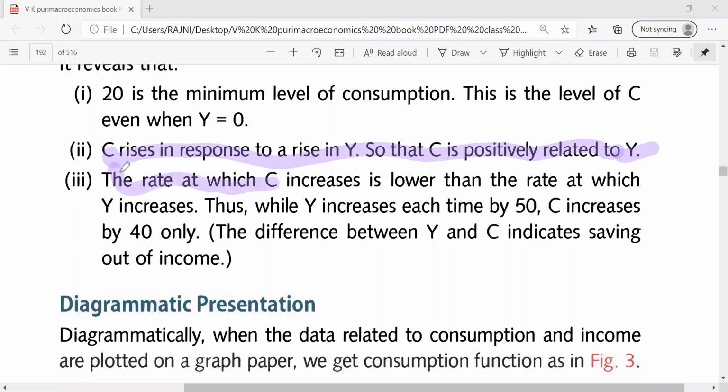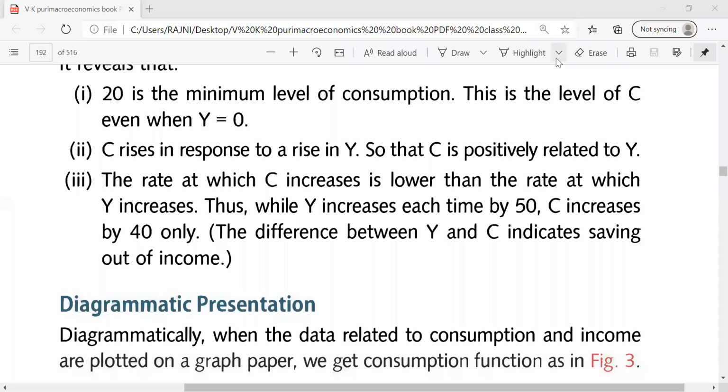And the rate at which our consumption is increasing is always lower than the rate at which y increases. Like our y increases every time at the rate of 50, but our consumption increases every time at the rate of 40. So there is a difference between the increase in income and the increase in consumption, which is ultimately giving the symbol of the savings. The consumer starts to save.